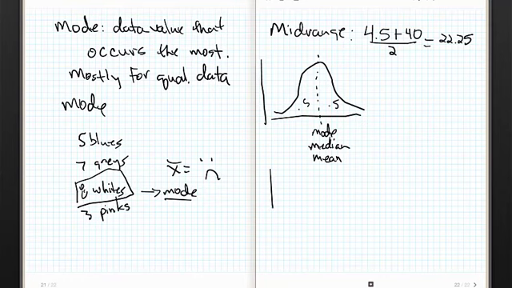All right, how about one of these guys? All right. Now what I have is what's referred to as bimodal.